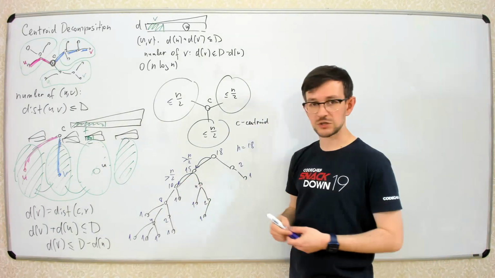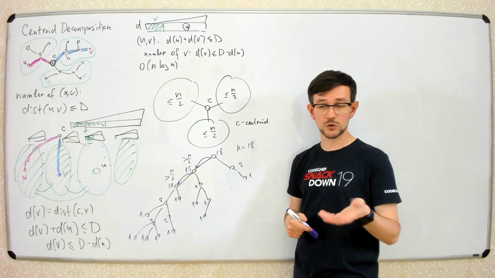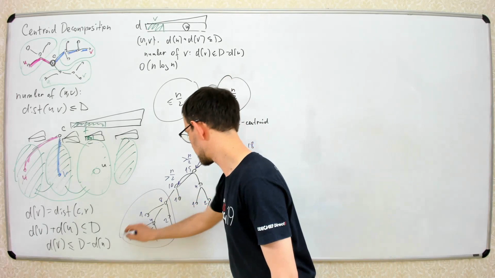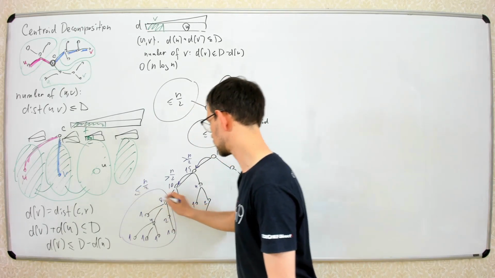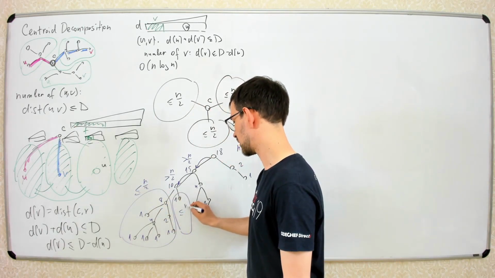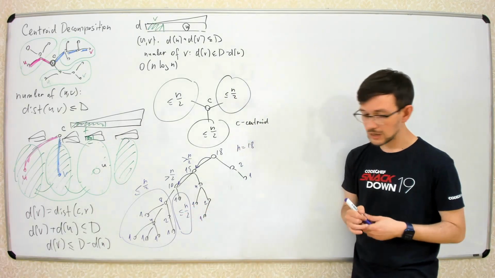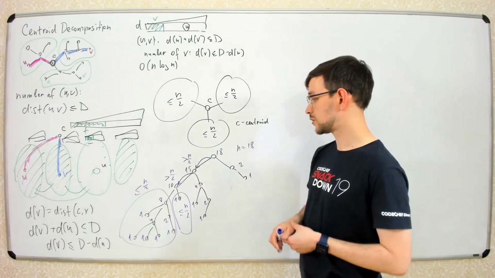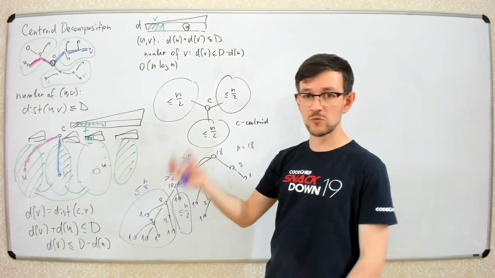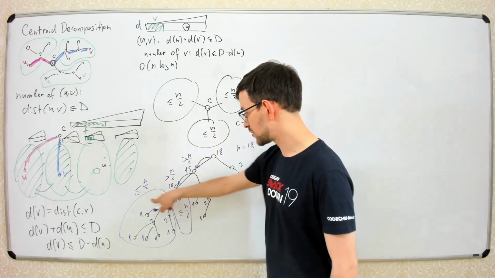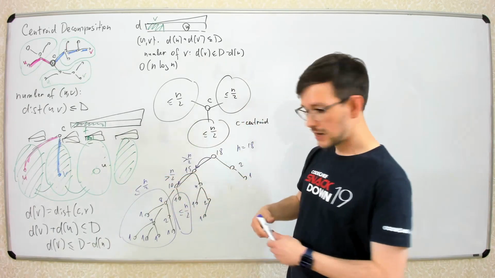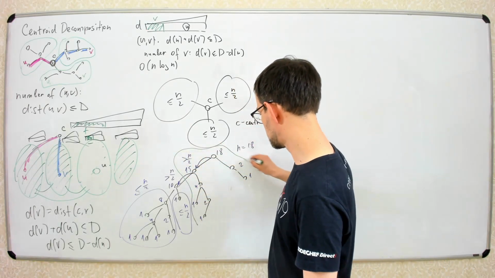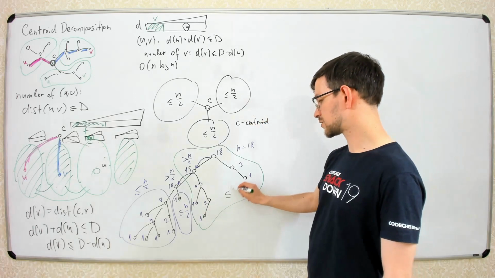Let's take this node and check if it is a centroid. How to check if the node is a centroid? We look at its children and see that both children are no more than n over 2. And if it is true, then this node is a centroid. Why is it a centroid? Because if we remove this node, then all of these subtrees are less than n over 2, and this big subtree is also less than n over 2.